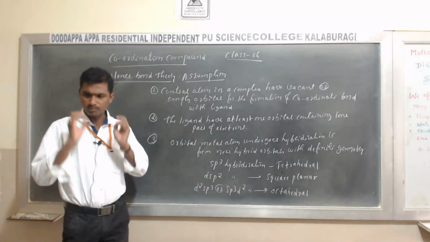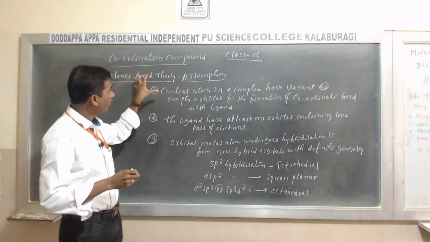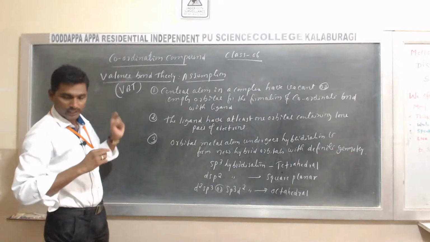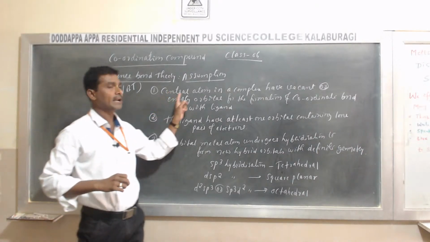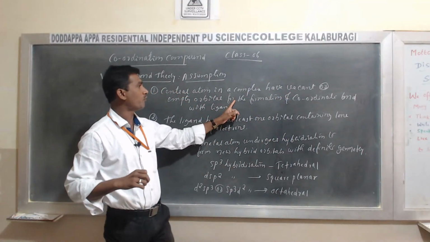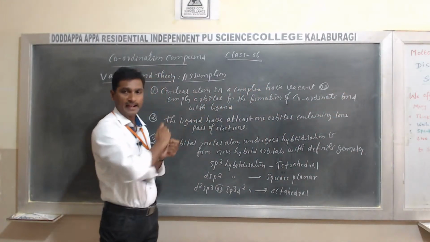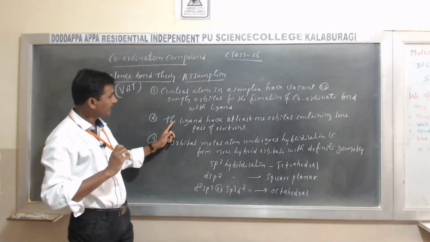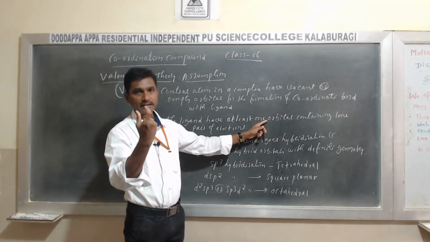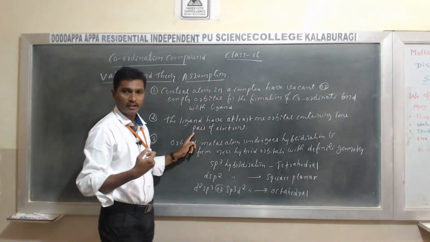Very important. Students, please go through all these points and read them. According to valence bond theory, shortly VBT, the central atom in a complex has vacant or empty orbitals for the formation of a coordinate bond with ligand. The second point: the ligand has at least one orbital, for example, a donor atom containing a lone pair of electrons.